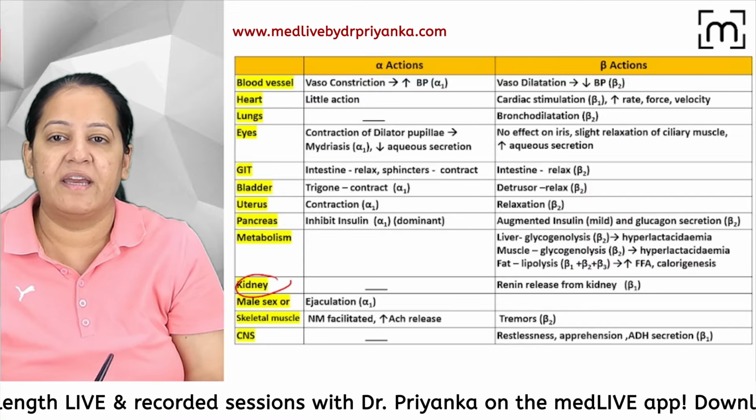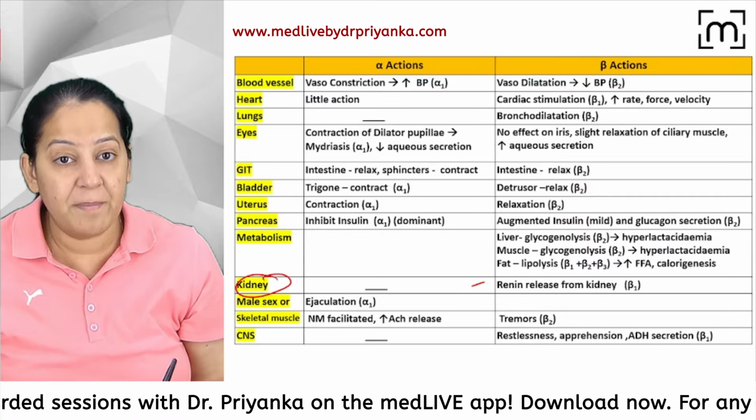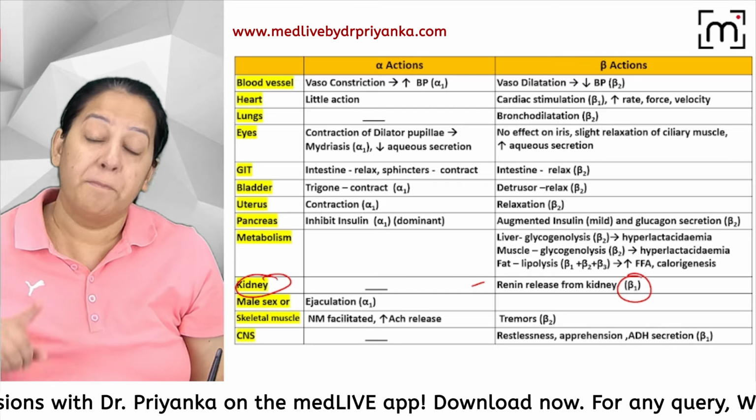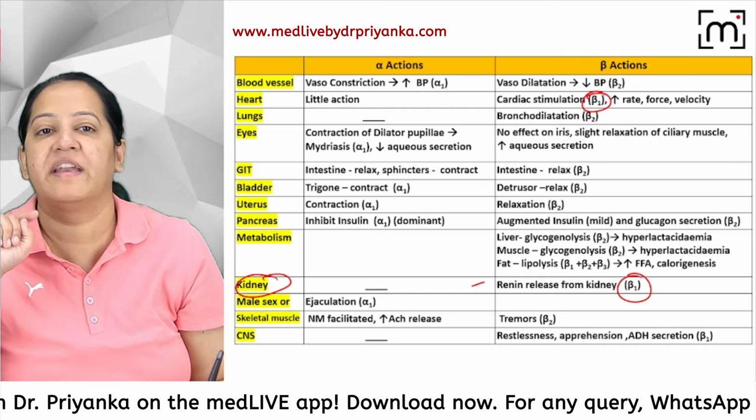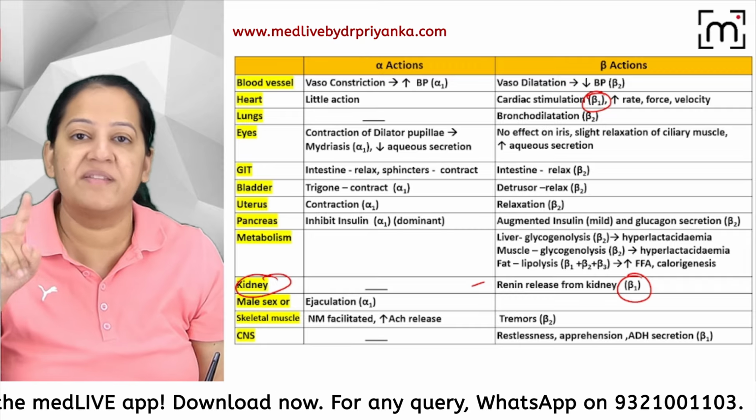The next is kidney. In the kidney, we have the juxtaglomerular apparatus. On the JG apparatus, we have beta 1 receptor. Beta 1 is present at only 2 places, heart and kidney, I told you. In the heart, they stimulate the heart. In the kidney, they cause renin secretion.